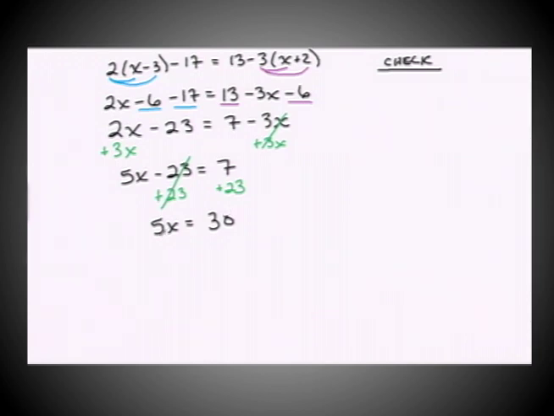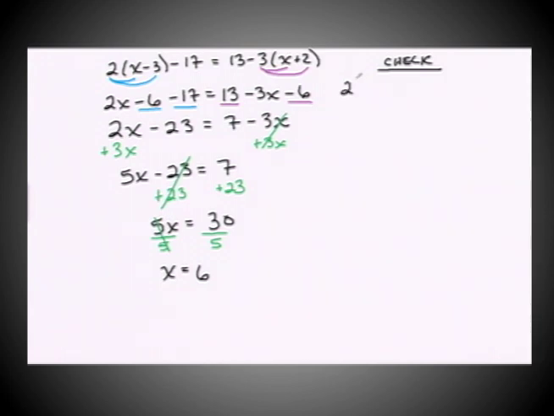Now I need to isolate the variable by dividing by 5, but whatever I do to one side, I've got to do to the other. 5 divided by 5 is just 1, so on that left-hand side I actually have 1 being multiplied with x, which just leaves us with x. And 30 divided by 5 is 6. So my potential solution right now is 6, but I can't say that for certain until I actually check it.